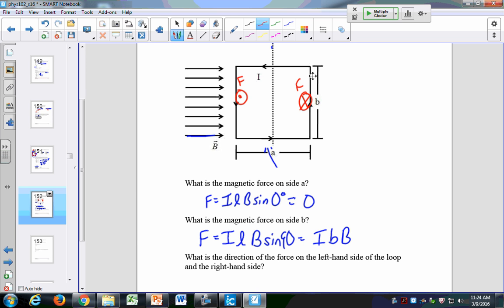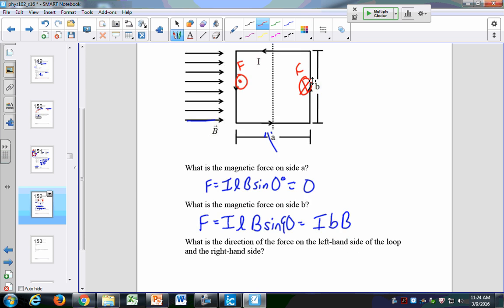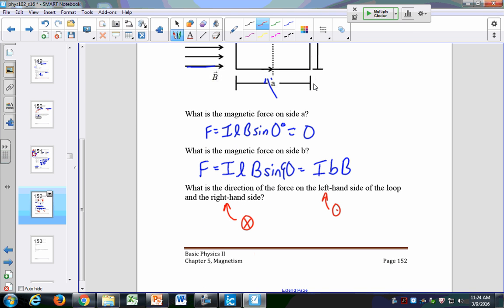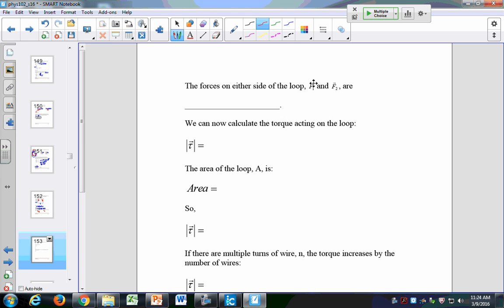Okay? So the direction of the force on the left-hand side, as we said, is into the page. On the right-hand side, it's out of the page. So then we can calculate the torque, the total torque that's acting upon it. And the forces on either side of the loop are equal in magnitude. And so we can calculate the torque. Remember, torque is equal to F times R, where R is that moment arm. And it works out like this.